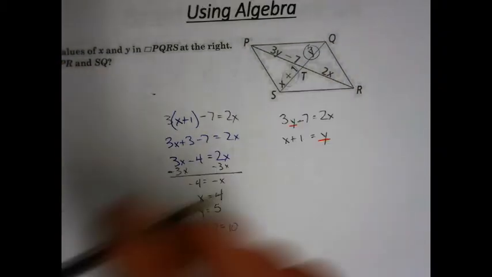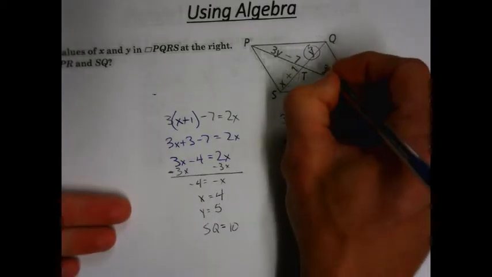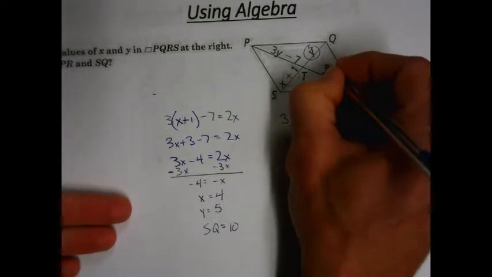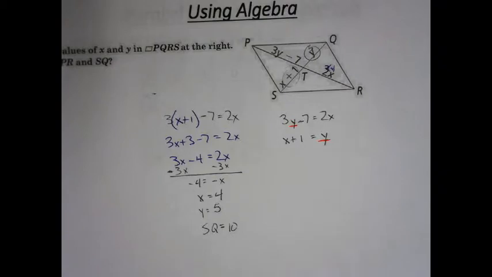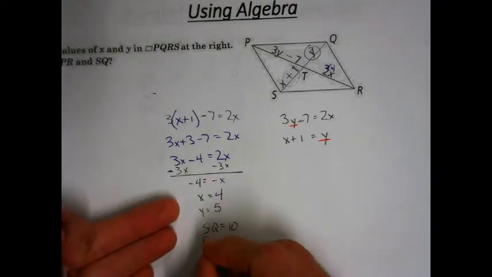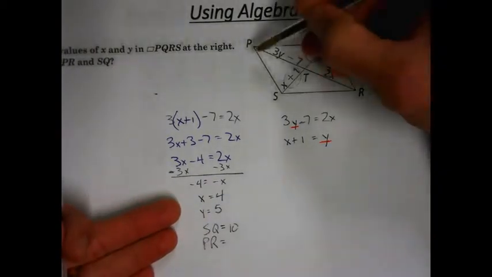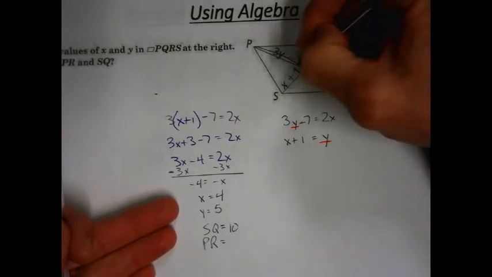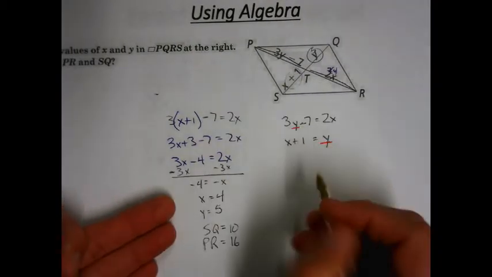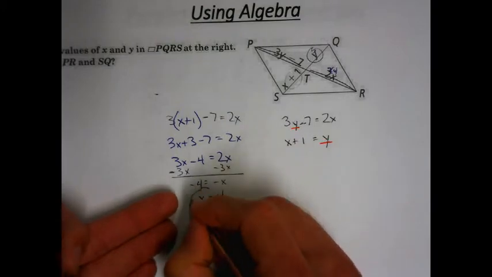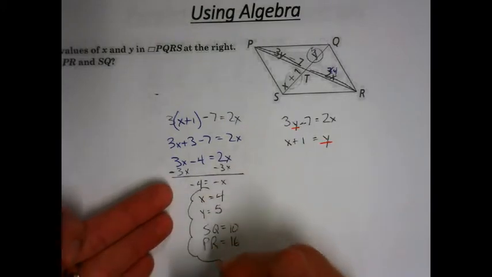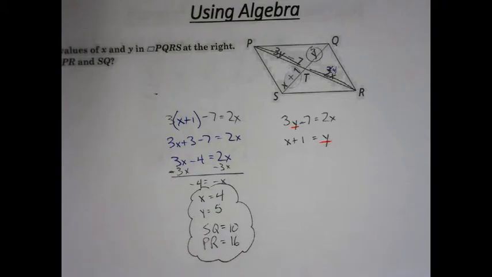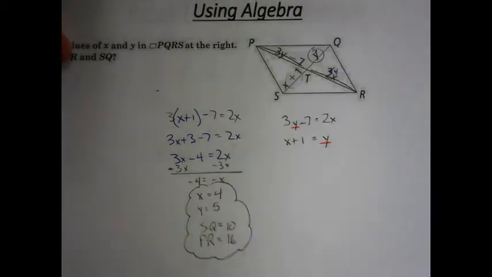What about P to T and T to R? X was 4, correct? So here we have 2 times 4, which is 8. So that means from P to R, all the way across, we have 8 here and 8 here. That's 16. So from P to R is 16. So we have the length of our diagonals. Hooray for algebra.